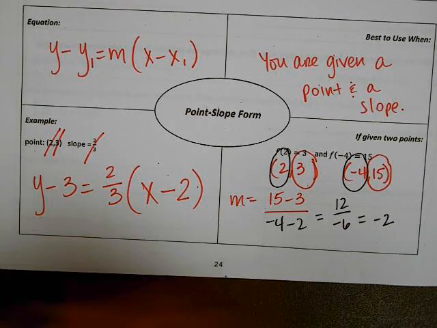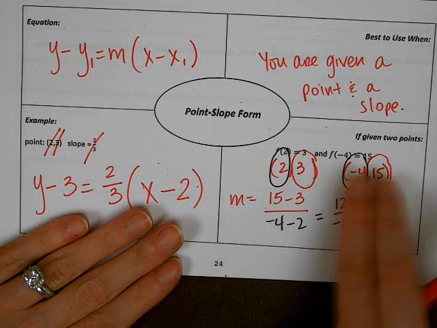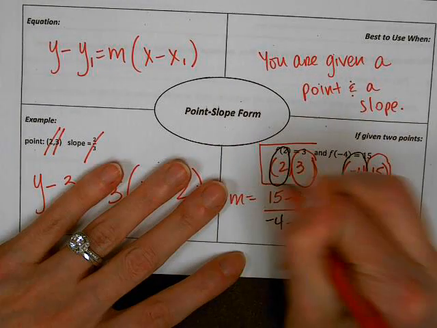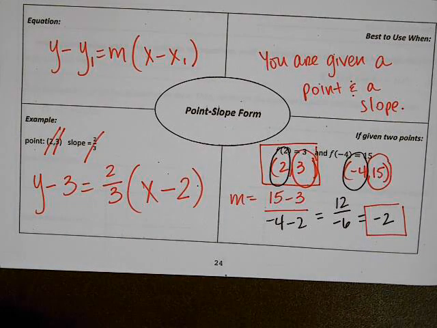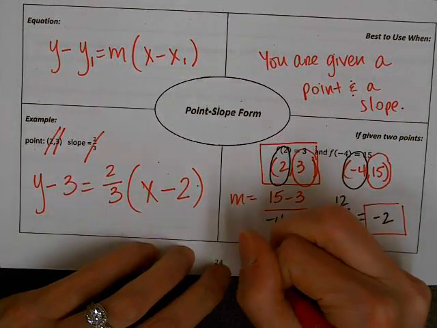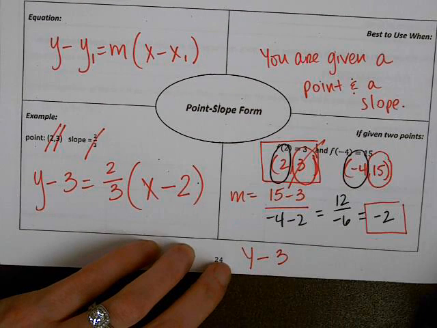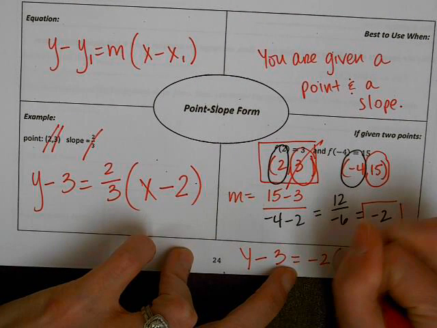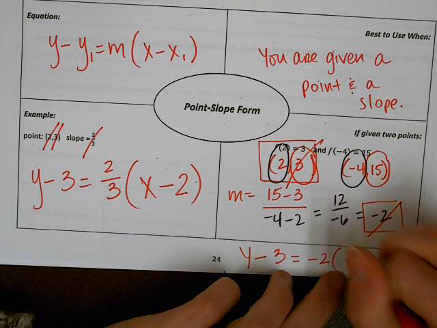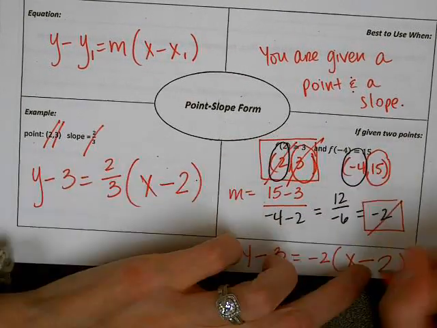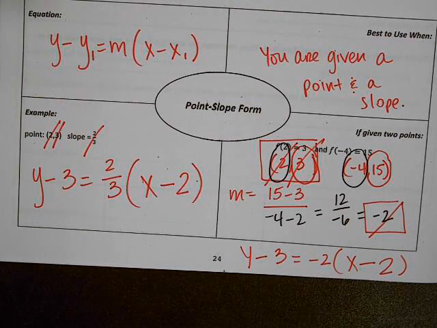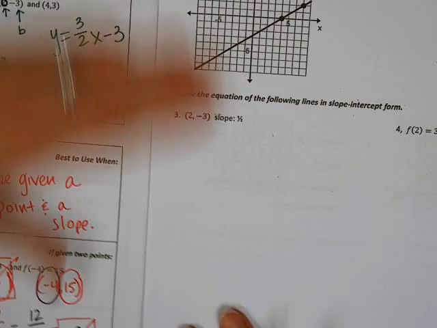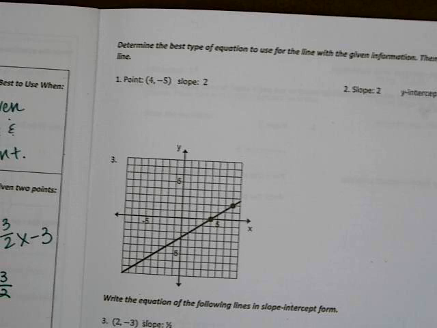And then remember, for the final answer, you just pick one of these points. I'm going to choose the first one, and then the slope. Okay, so the final answer is y minus y1 equals m times x minus x1. Okay, so I'll just do a tiny bit more on the next page, and then you guys are going to have time to choose the best method.